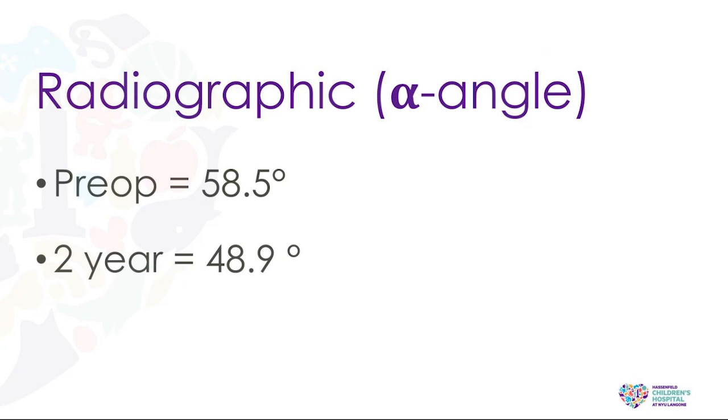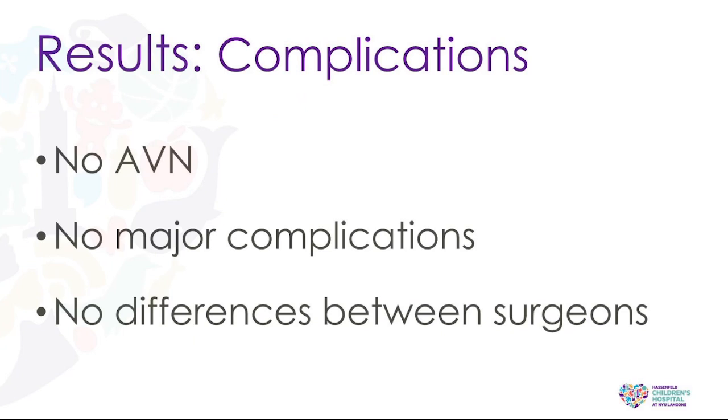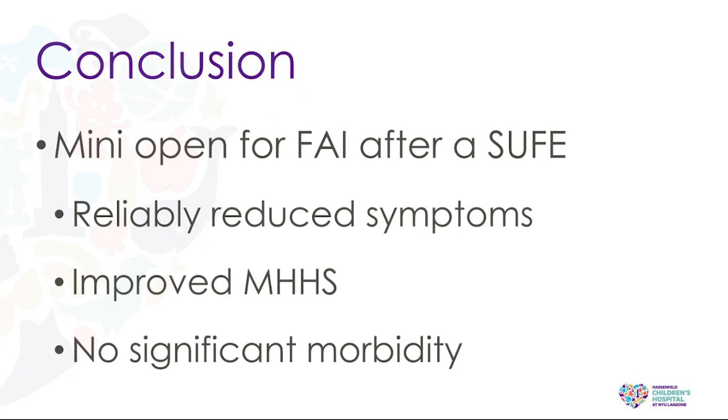Radiographically, the alpha angle went from a preoperative 58 to 48 at 2-year follow-up. There were no significant complications and no major differences between the two surgeons who had been performing this, so we can conclude that the mini-open approach for FAI reliably reduced the symptoms and improved the function without significant morbidity.